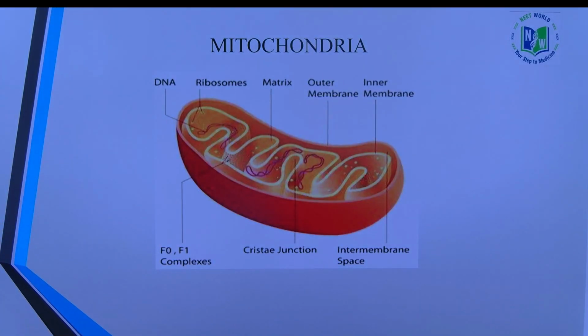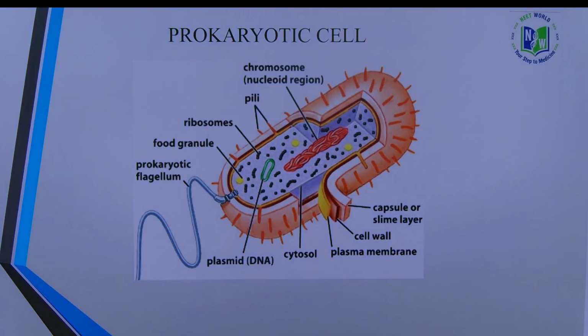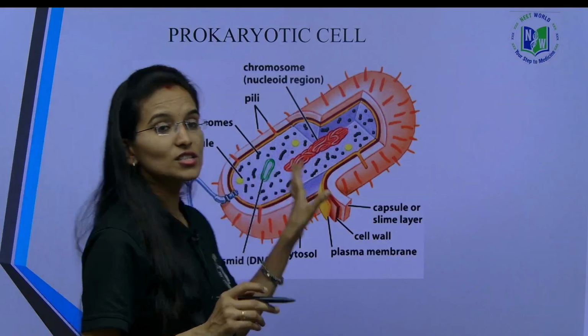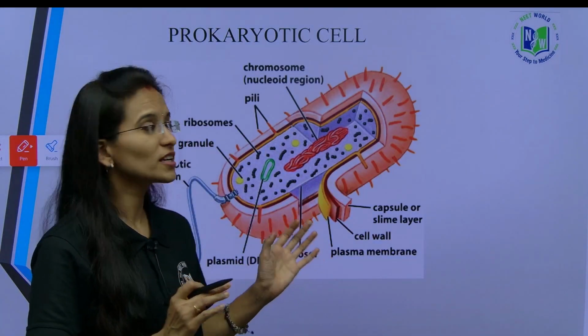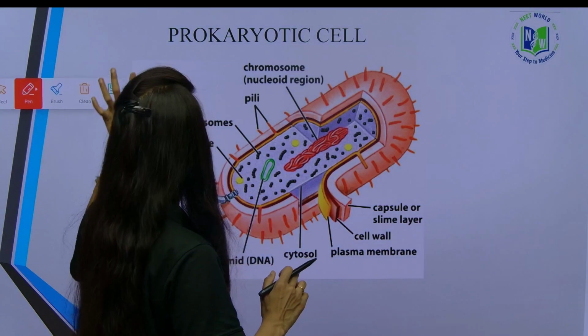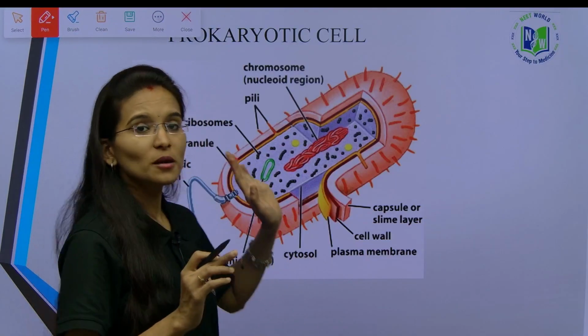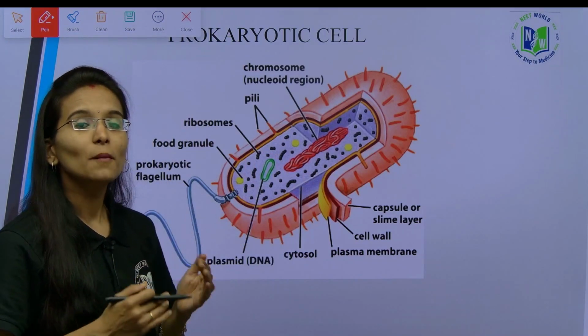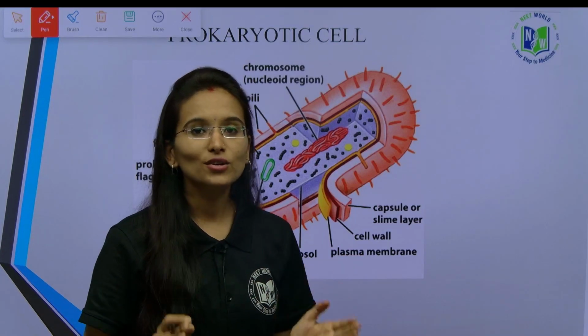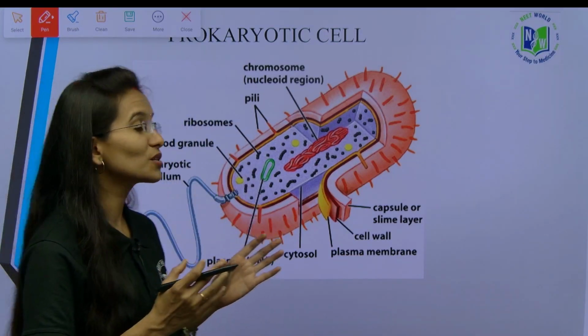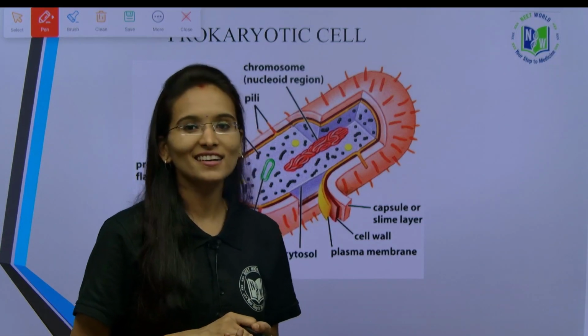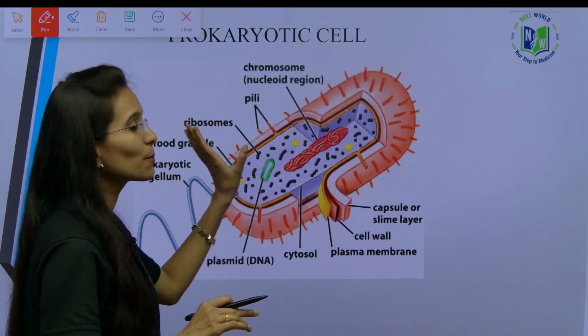And the next one is the prokaryotic cell. A typical prokaryotic cell structure. This is also a very important thing to be learned, students, because this concept is going to appear in class 11th and 12th also. So, I request each and every student to learn the basics in the 9th standard itself. So, it is a typical prokaryotic cell.